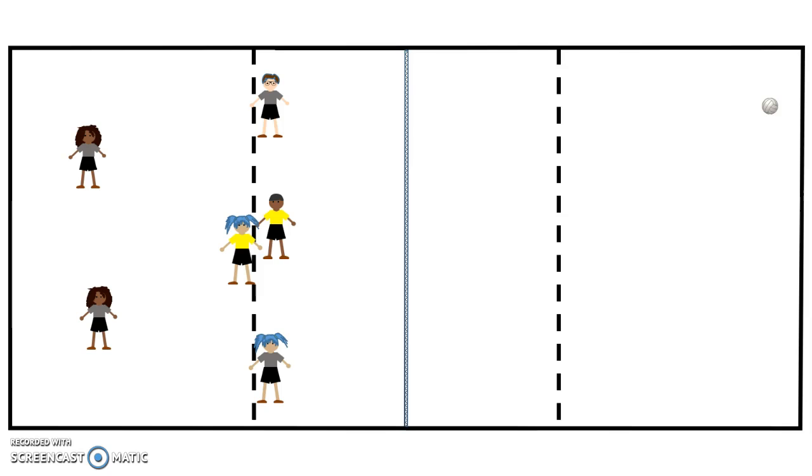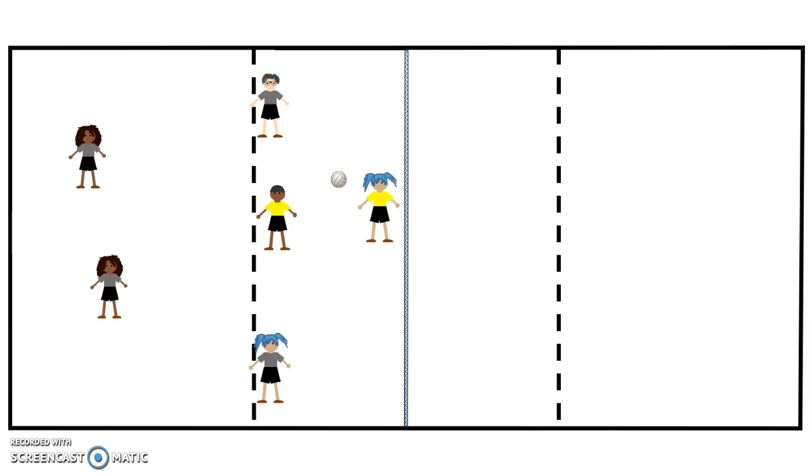So now when the ball gets served, you're going to go up to the net, right in the middle. Ball is going to come over. Back row player is going to bump the ball. Setter is going to get the ball and set it to your hitter. We'll go up and spike it for the point.